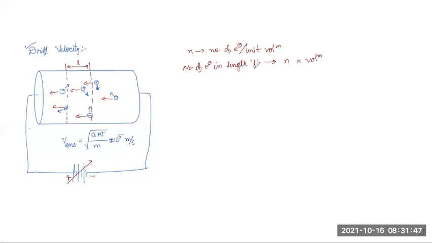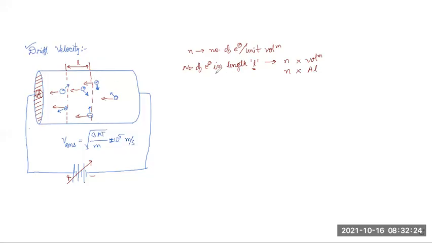So if we take an arbitrary specimen of length L, and we want to find the number of electrons in that length, we can simply say it is the number of electrons per unit volume multiplied by the volume. And we know the volume of any particular substance is the product of cross-sectional area into length. Here this is the cross-sectional area A of the specimen under discussion. Multiplied by length, we get the volume, and we get the number of electrons in that.